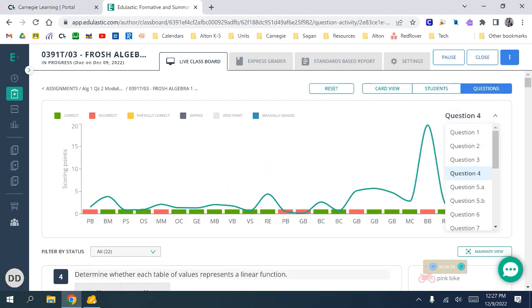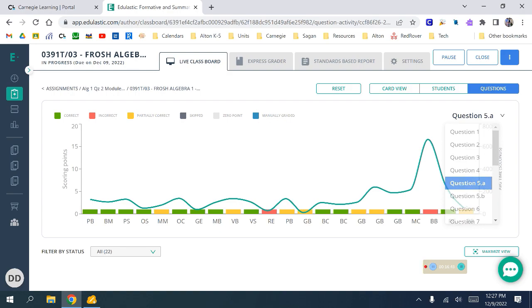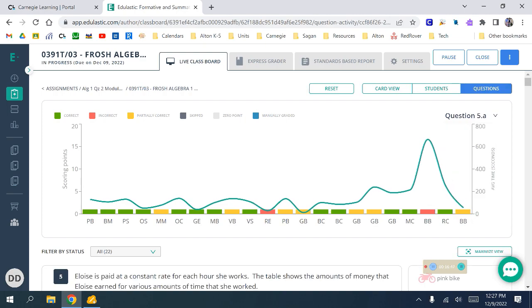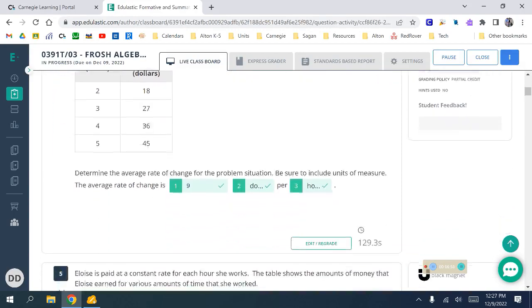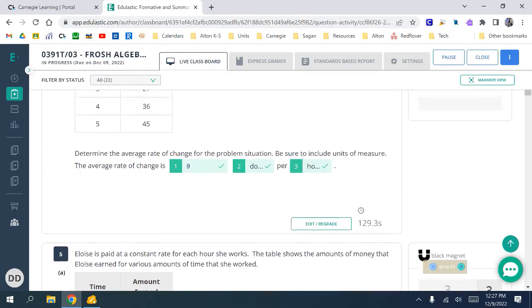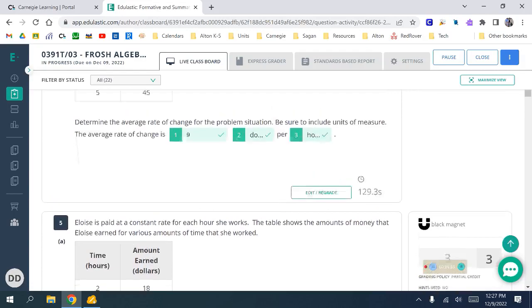That was 4. Let's go look at 5. Question 5 had 2 parts, looks like, an A and a B. And on that A and the B, I got less greens from you. I've got more yellows. That means you got part of the question right, just not all of it. So take a look and see what you answered on 5A.